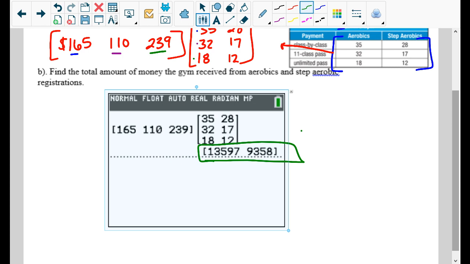Now, that doesn't necessarily give me the exact answer that they're asking for. It says find the total amount of money your gym received for aerobics and step aerobics registration. So what's the total for both? If I combine them, all I have to do then is add those together. So I had a grand total of $22,955. It told me the price for each one. If I want the grand total for all types of aerobics, I add them together, and it gets $22,955. And there's my answer. So that is your multiplying matrices.